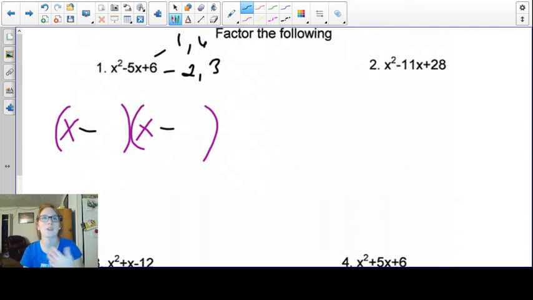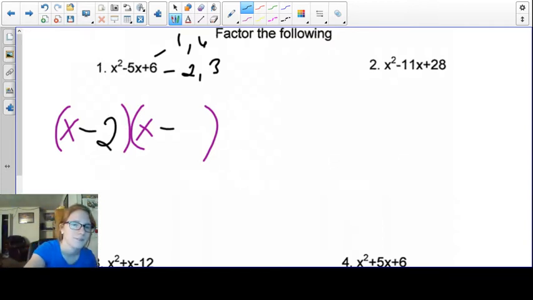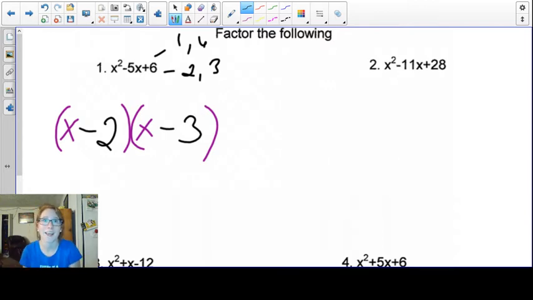Okay, now I have 2 negative numbers. Which one's going to give me 5? Well, if I use the 1 and 6, the only way to get to 5 is -6 plus 1. But that's not going to work because I had to have 2 different signs. So it has to be my second option of 2 and 3. That's where I get my x minus 2 and my x minus 3. Again, if I switch them, it's not going to change the answer. So if you wrote them 3 then 2, that's fine.